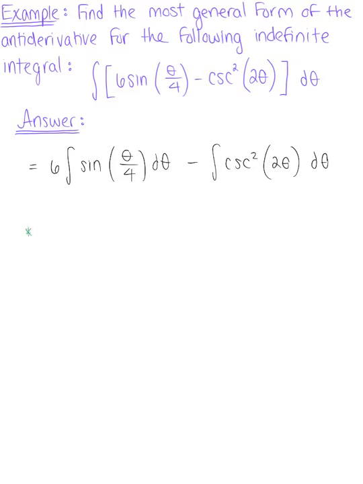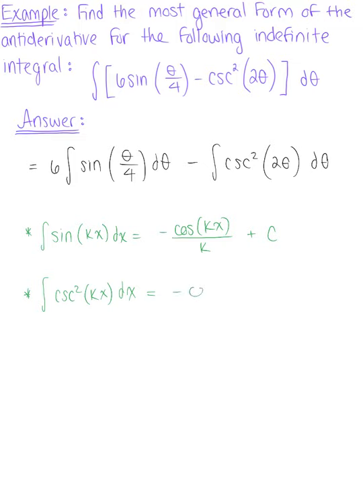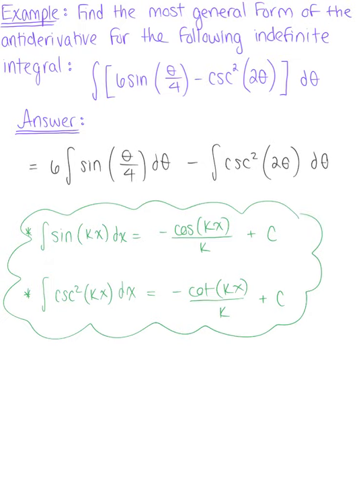So let's recall our antidifferentiation rules. Remember that if you have the integral of sine of a constant k times x dx, this integrates to minus cosine of kx divided by k plus c. And we also want to keep in mind that when we have the integral of cosecant squared of a constant k times x dx, this integrates to minus cotangent of kx all divided by k plus c. So these are the two antidifferentiation rules that we're going to need here.